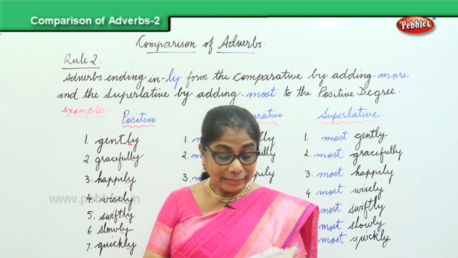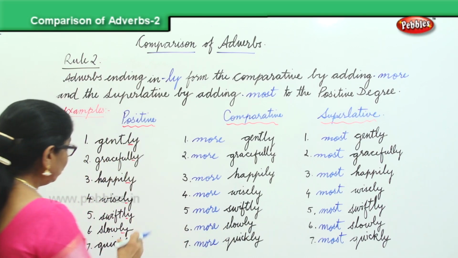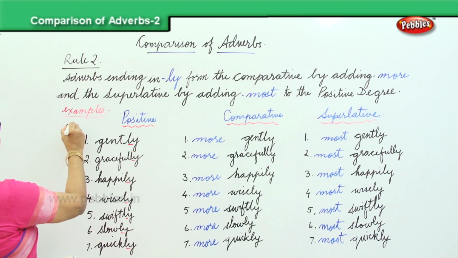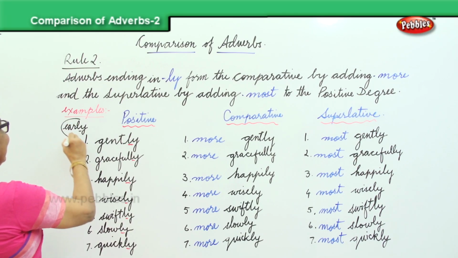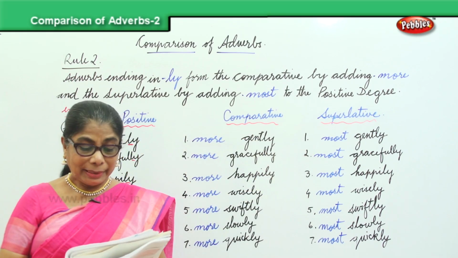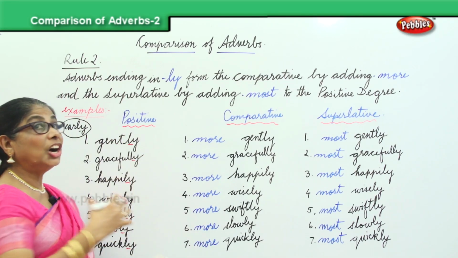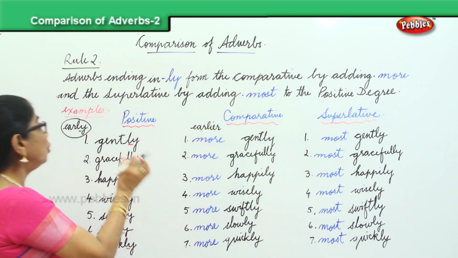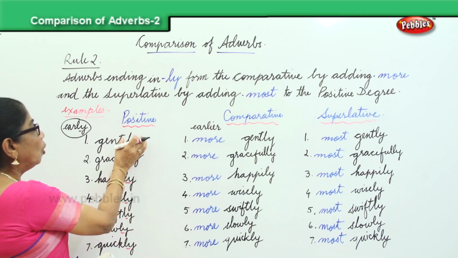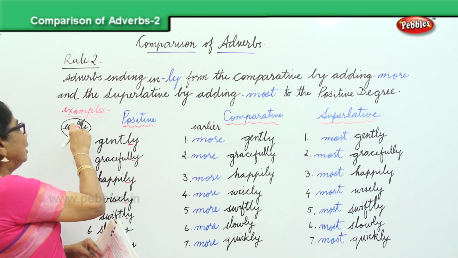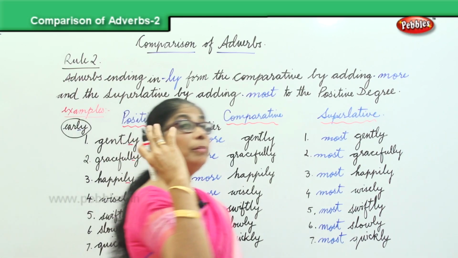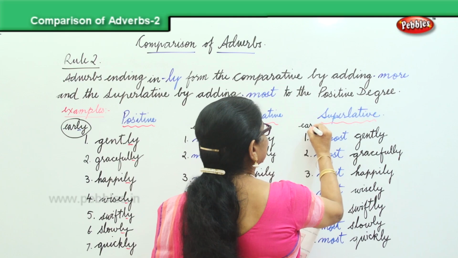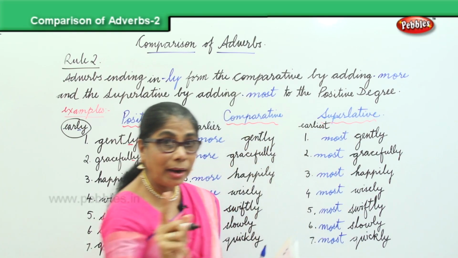And here you have an exception. The exception is the word early. Now look at the word early, although it ends in ly, we do not add more, but it has a different spelling. That is early, earlier, earliest. Although it ends in ly, this is the exception to the rule. Earlier, and we form the superlative by simply changing the spelling, earliest. Only one exception to the rule.